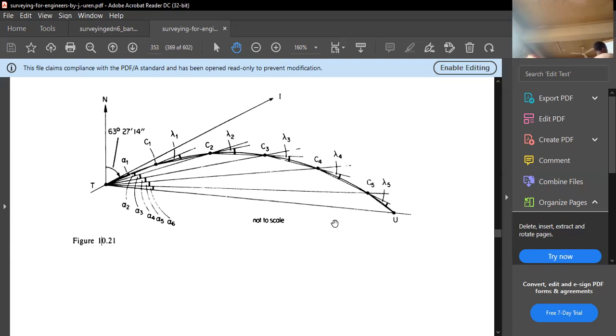So now we are interested in two sets of angles. We're interested in the deviation of this chord from this chord. So this line here changes in direction, isn't it? So we can actually continue it.